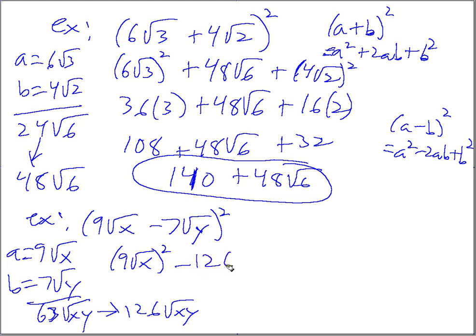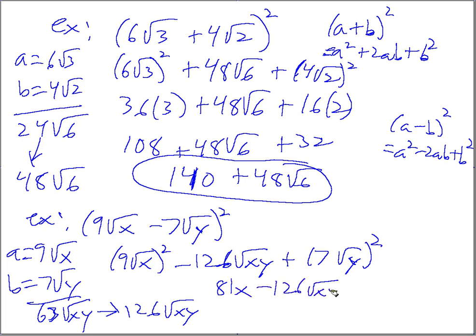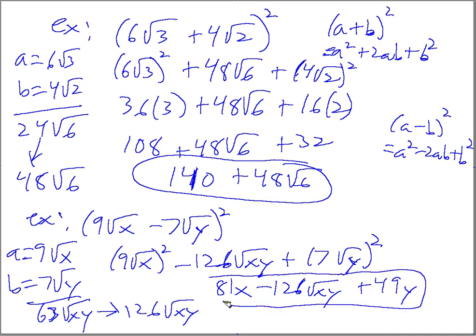So minus 126 square root of xy plus b squared, that's 7 radical y squared. So this is 9 squared is 81, root x squared is just x, minus 126 square root of xy, and 7 squared is 49y. Root y squared is just y. So we have this result as our solution here, using this perfect square formula. So apply the formulas, right?